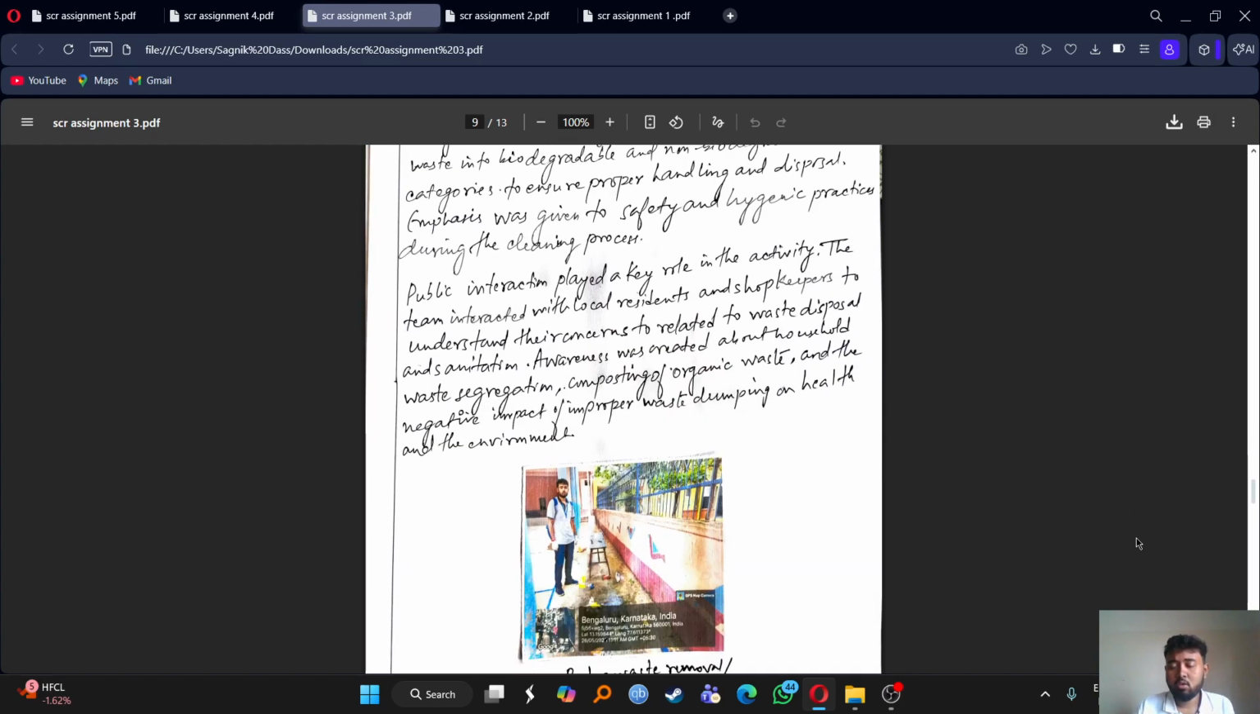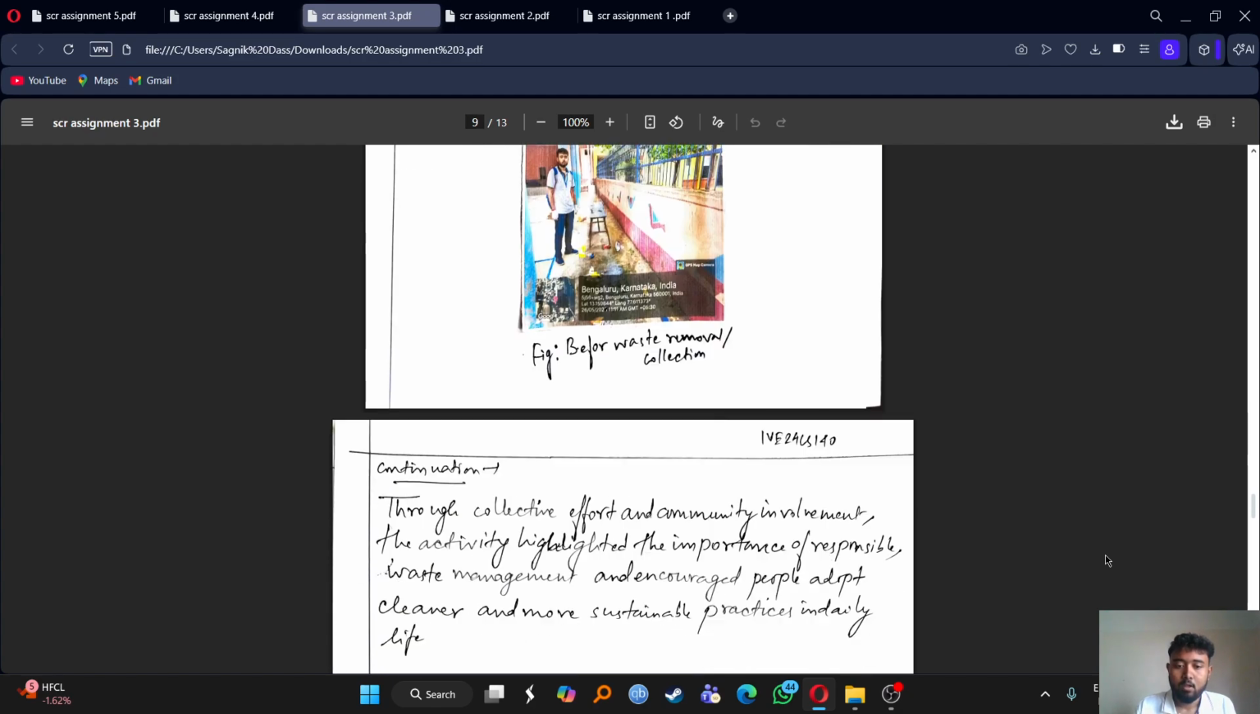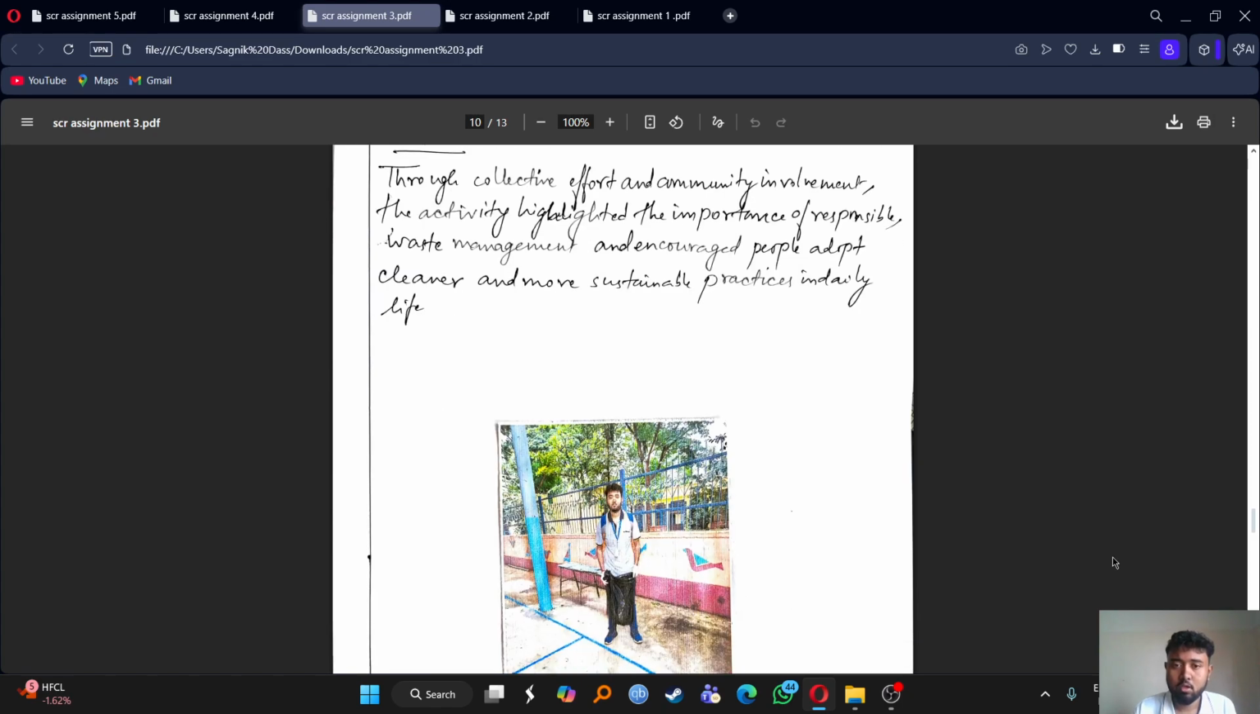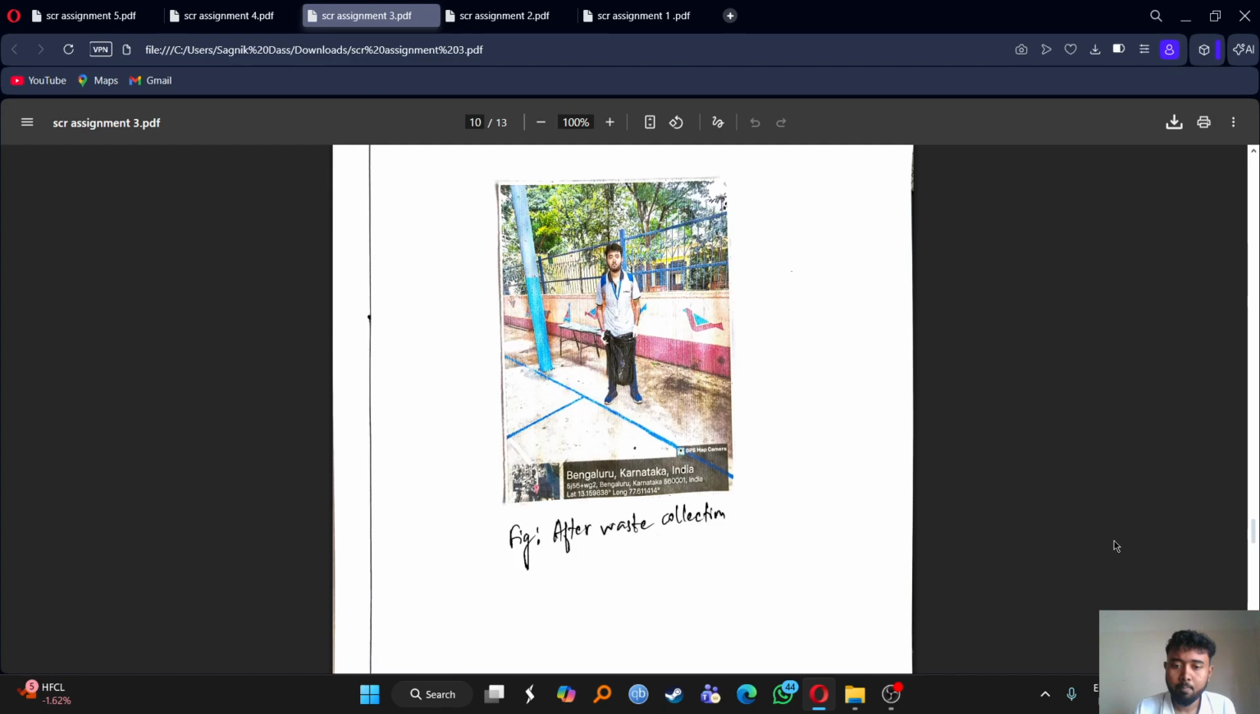Public interaction also helped us a lot. It played a key role. Local people actively participated with us, the shopkeepers, local residents. They helped us collect many chunks of waste in our segregation storage. Okay. Continuation is same. No need to thoroughly explain everything.